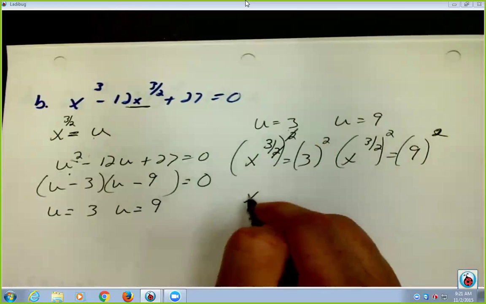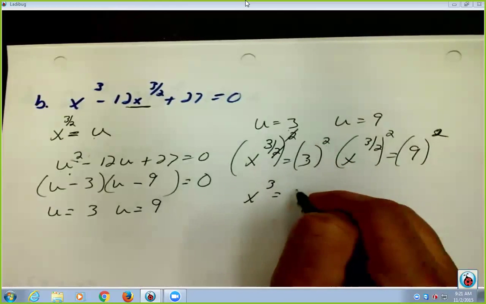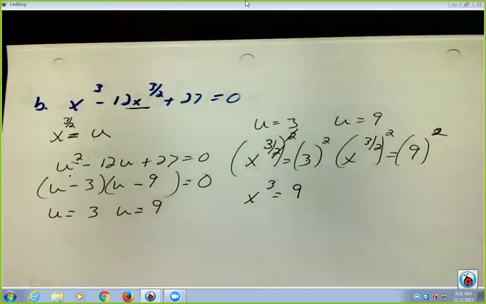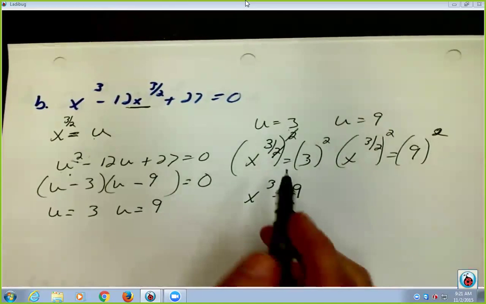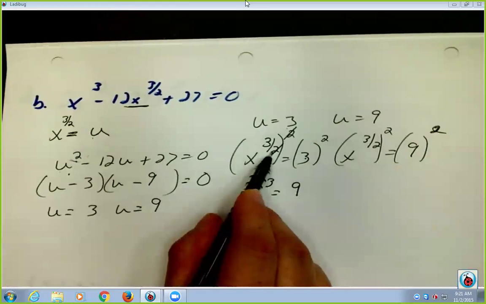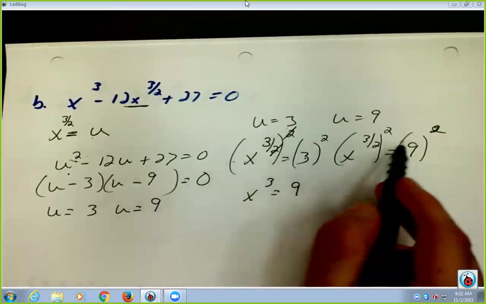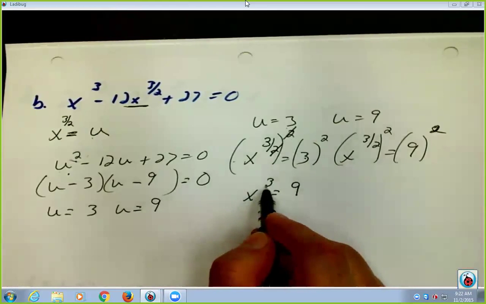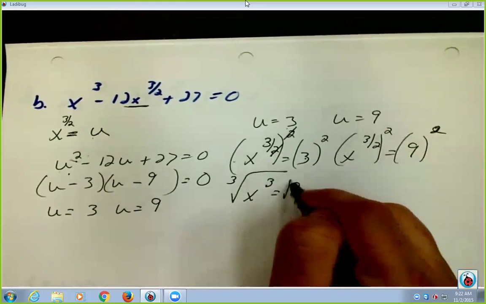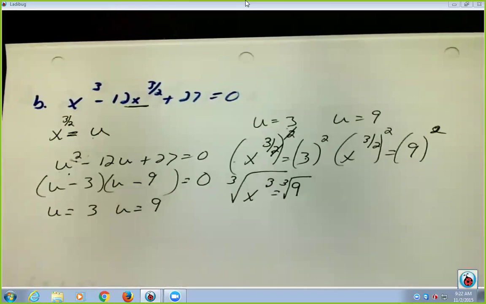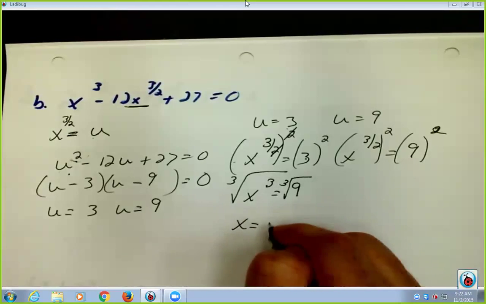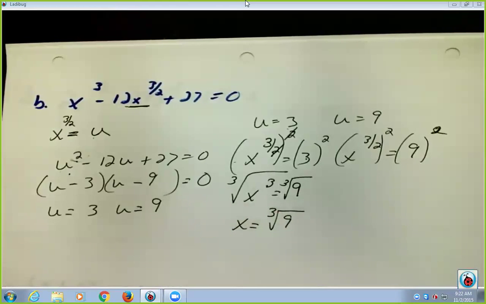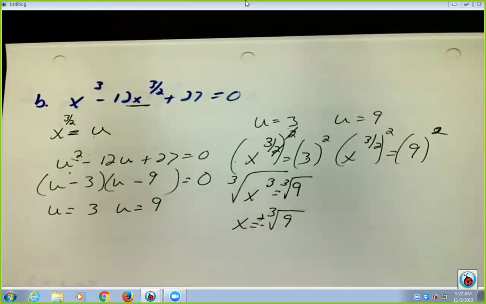The exponents on the x's cancel. The 3 gets squared and becomes 9. We good? To get rid of the 2 in my denominator on my fractional exponent, I square each piece. To get rid of the cube, now that I got the square gone, I need to take the cube root of each side. So x is going to equal the cube root of 9, plus or minus. We good or not good?